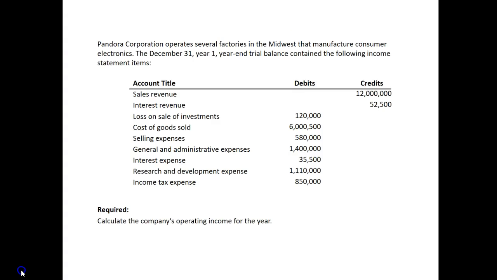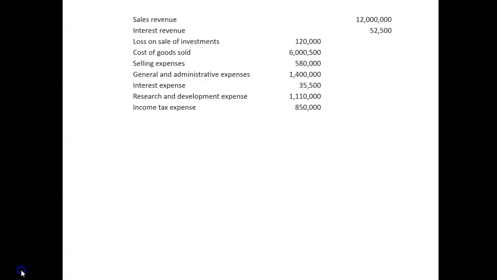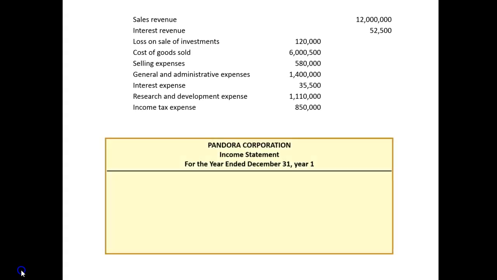Let's take a look here at a company. Pandora Corporation operates several factories in the Midwest that manufacture consumer electronics. So the December 31st year-end trial balance contained the following income statement items. Our job is to calculate the company's operating income for the year. So as you see here, the operating income may exclude some of these items above.